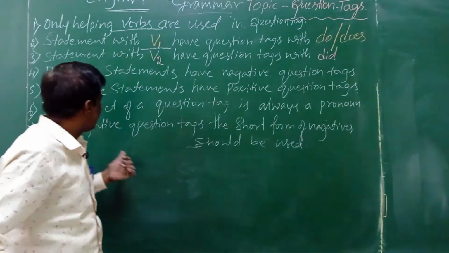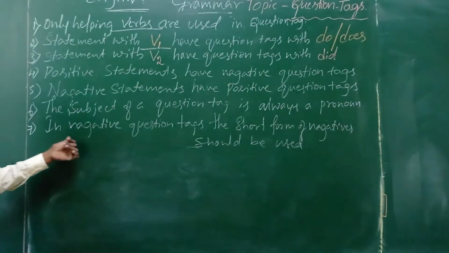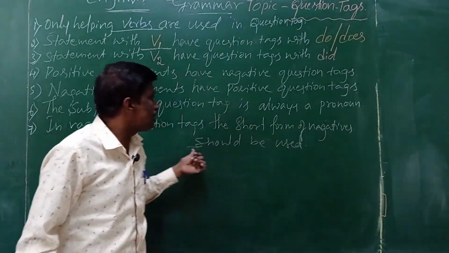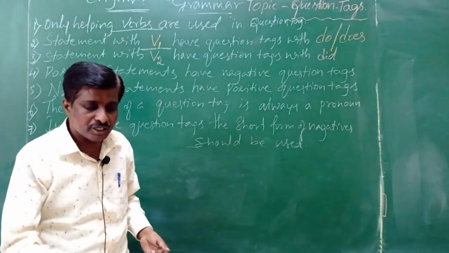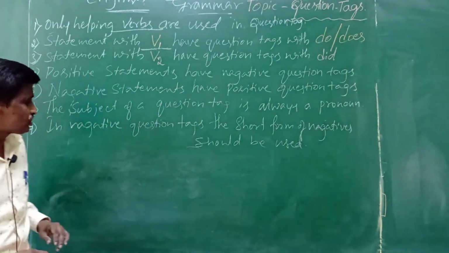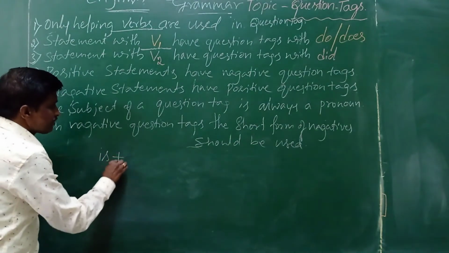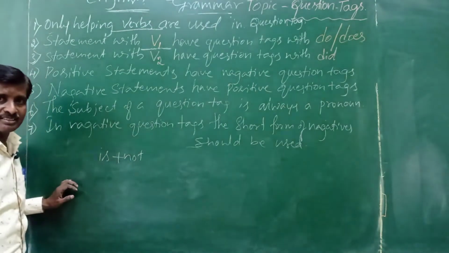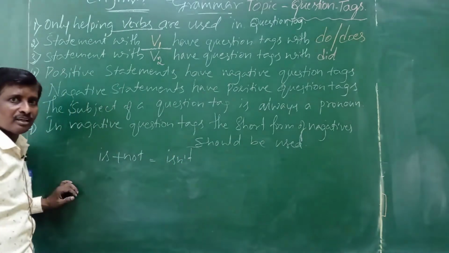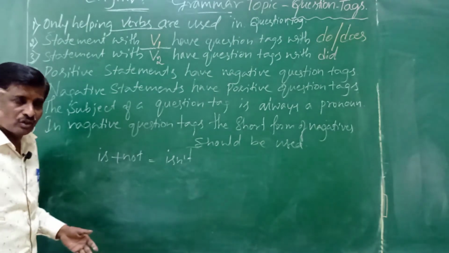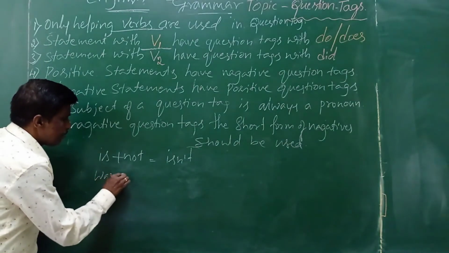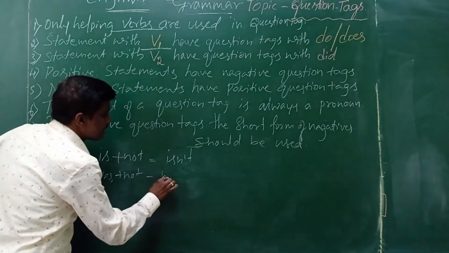And the last one, children: in negative question tags, the short form of negatives should be used. For example, is plus not, we can use isn't. Isn't. Is not is isn't. So in a question tag, isn't. And like this, was plus not, wasn't.